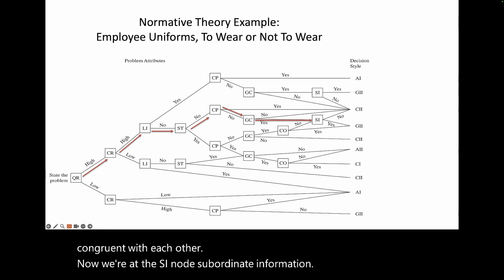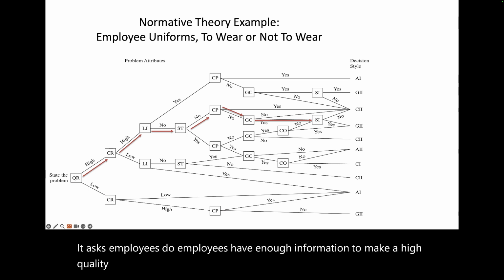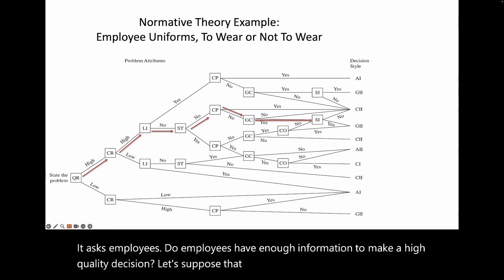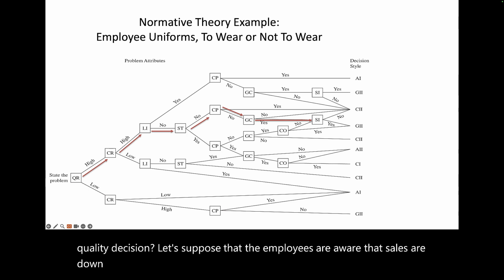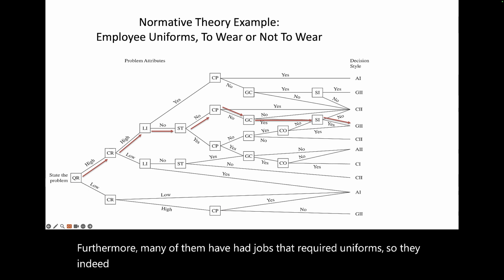Let's suppose that the employees are aware that sales are down and some of them might get laid off if they don't improve. So yes. Furthermore, many of them have had jobs that required uniforms, so they indeed have high levels of subordinate information. This suggests that the G2 style should be used. The leader should facilitate a meeting of all employees and let the employees decide the policy.